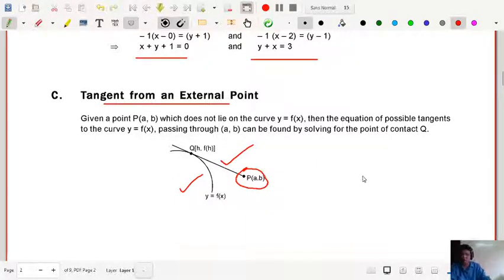So you have an outside point. Suppose you have drawn a circle and you have an outside point. From that point you want to draw a tangent. So this is the tangent. So it is called tangent from an external point. Okay.